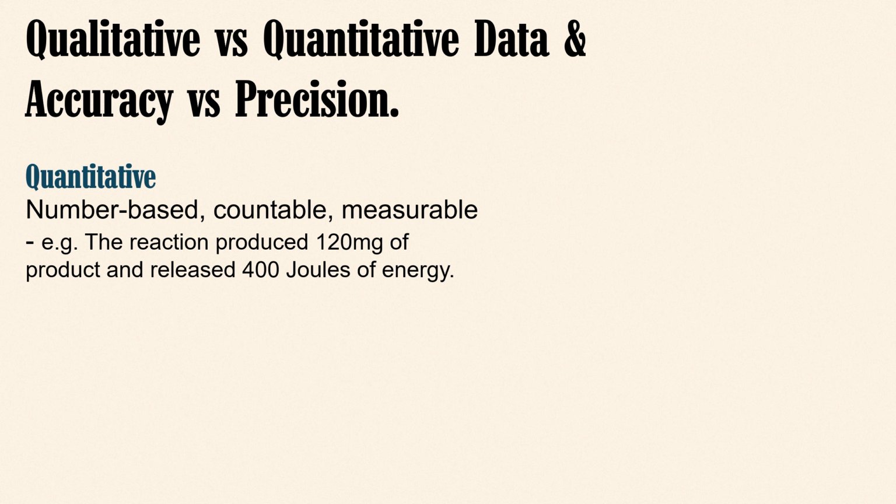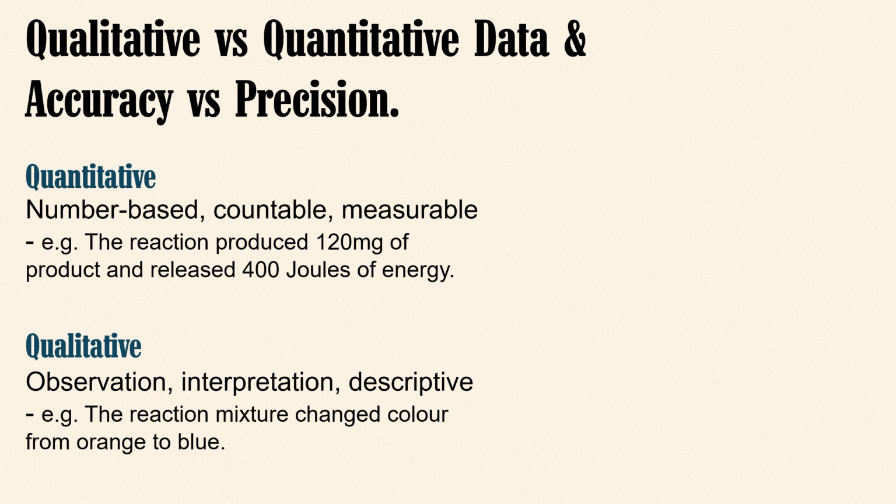This brings me to qualitative versus quantitative data. Quantitative data is the number-based, countable, and measurable data we get from experimentation. An example of this would be my reaction produced 120 milligrams of product and released 400 joules of energy. Whereas qualitative data are observations, interpretations, and are typically descriptive. An example along the same vein would be the reaction mixture changed color from orange to blue.